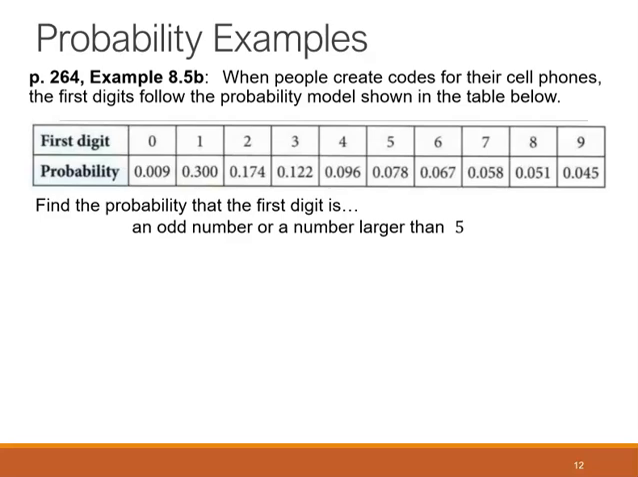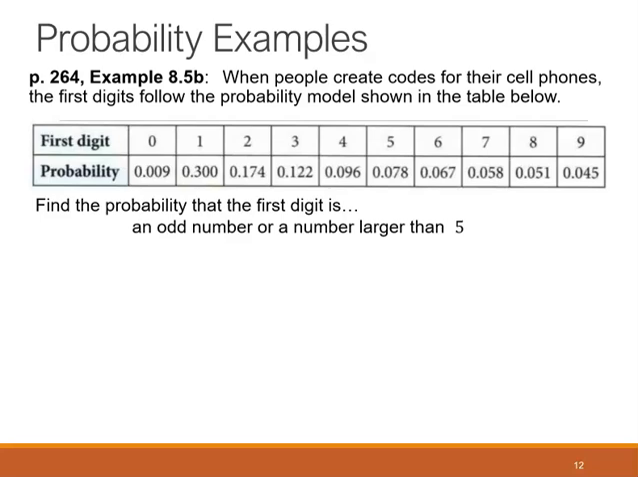Okay. Find the probability the first digit is an odd number or larger than 5. Are these mutually exclusive? No. Why not? 7 and 9 are contained in both, are outcomes in both event B and C. Correct. Thank you, Grace.